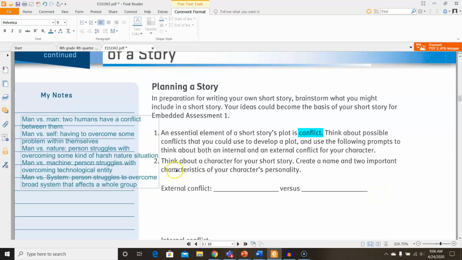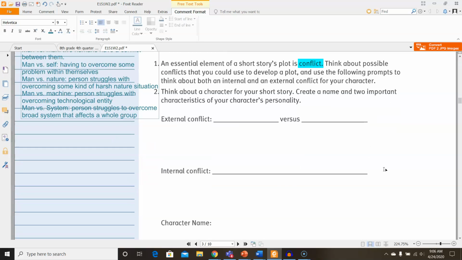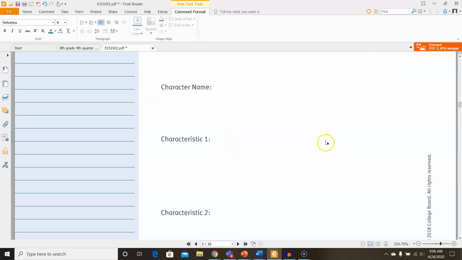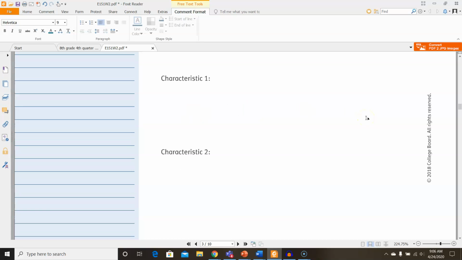So for number 2, it says, think about a character for your short story. Create a name and 2 important characteristics of your character's personality. Your external conflict is going to be your character versus whomever they're fighting against. The internal conflict is whatever is going on inside themselves that they're struggling with. The character's name, then you have characteristic 1 and characteristic 2.